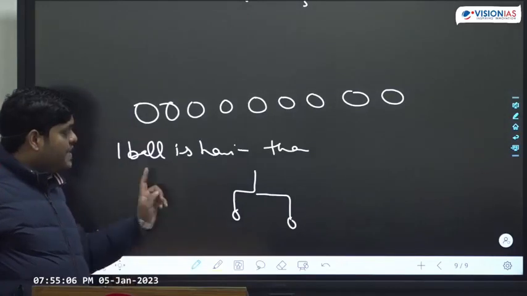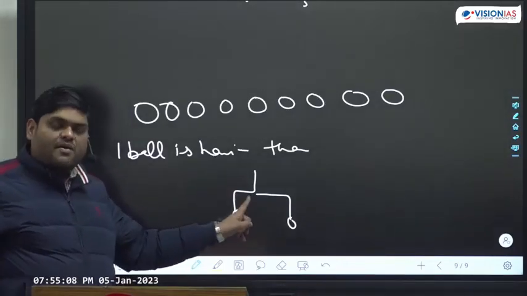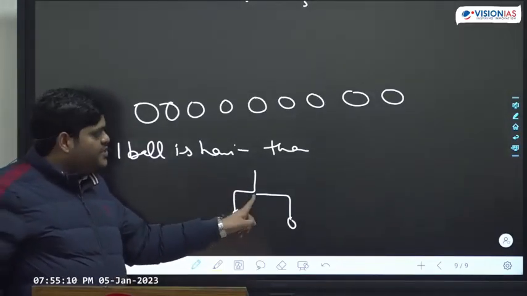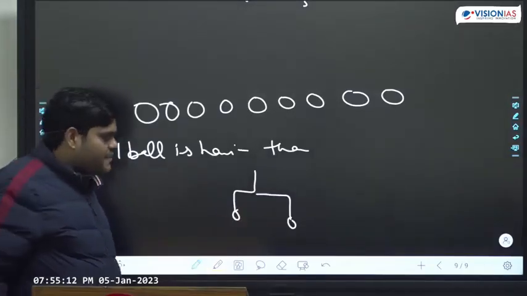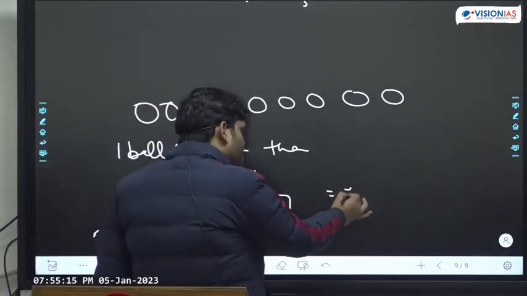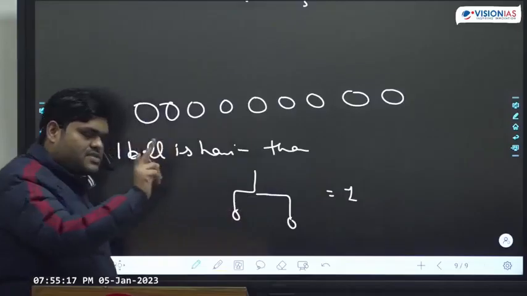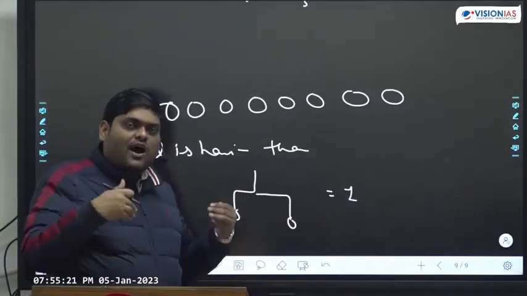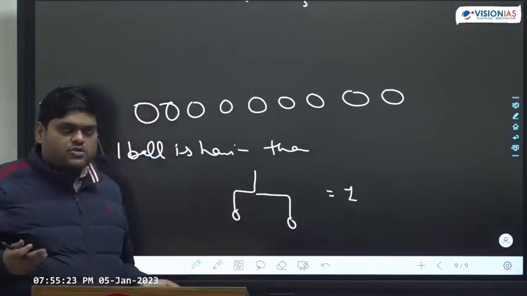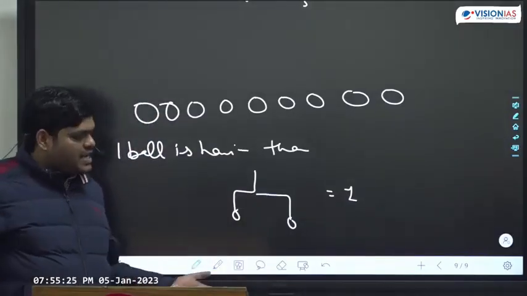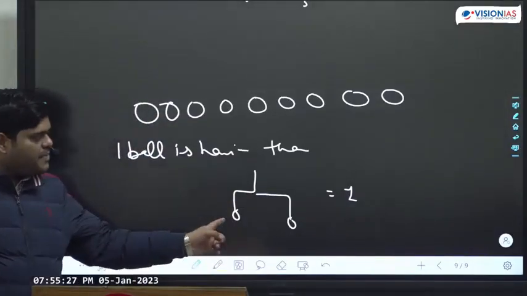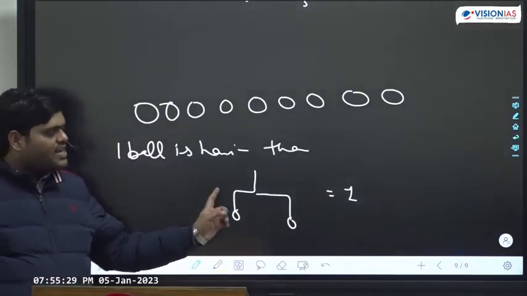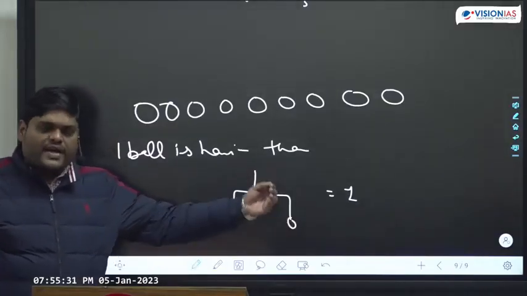Now, whenever he uses this weighing machine, that will count as 1. Suppose he uses it one time, that counts as 1. If he uses it one more time, that counts as 2. If he uses it 3 times, that counts as 3. So if he uses this weighing machine once, it counts as 1, and then 2, and then 3.